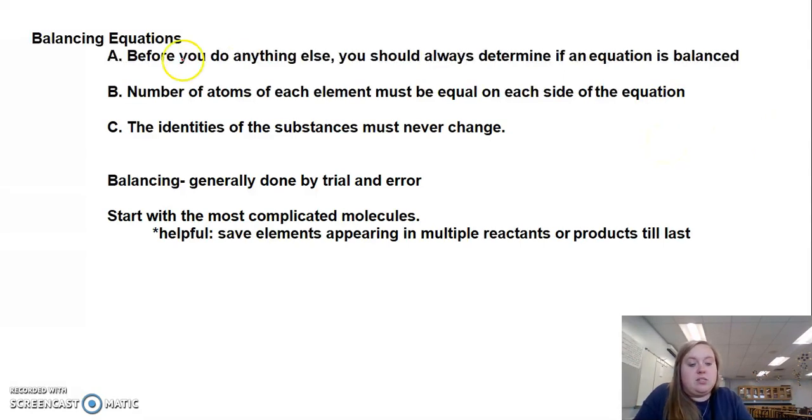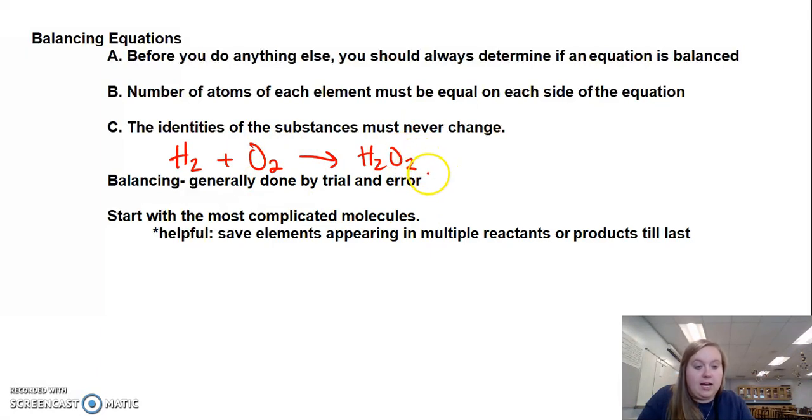The identities of the substances must never change, and so the example that I often use is if you're combining hydrogen and oxygen to form water. If you look at this and go, two hydrogens on the left, 2 on the right, that's good. 2 oxygens on the left, and there's only 1 on the right. So if you think, okay, I'm going to put a little 2 there, that means I have 2 oxygens now. Well, you've now taken water and converted it into hydrogen peroxide, which means you changed the identities. So in order to balance that, instead of doing that, we use coefficients, and so now you put a coefficient over here.